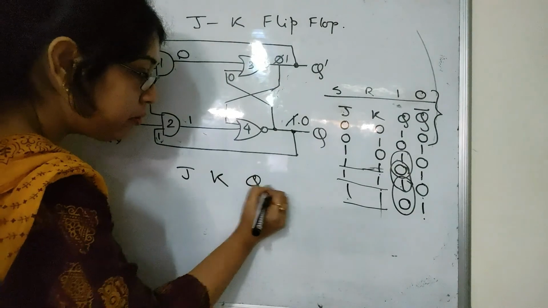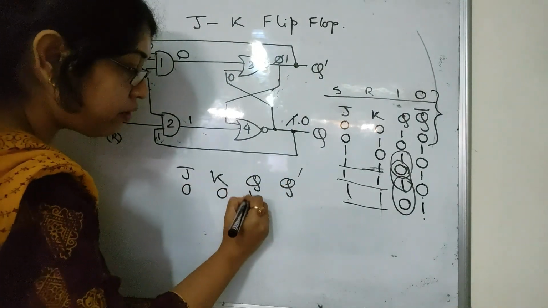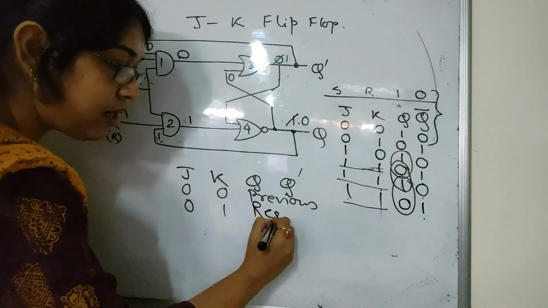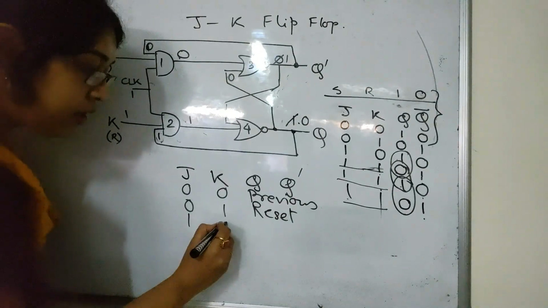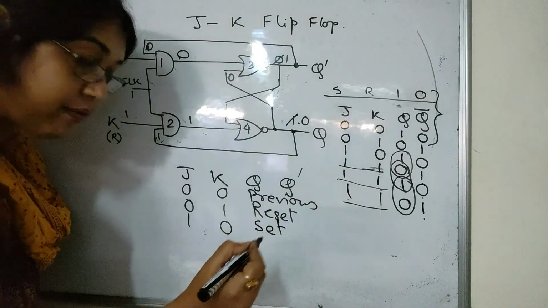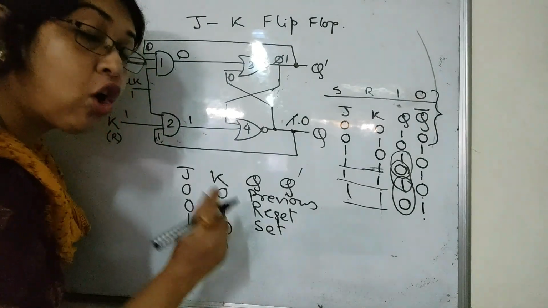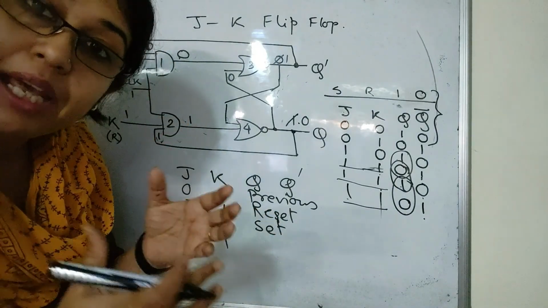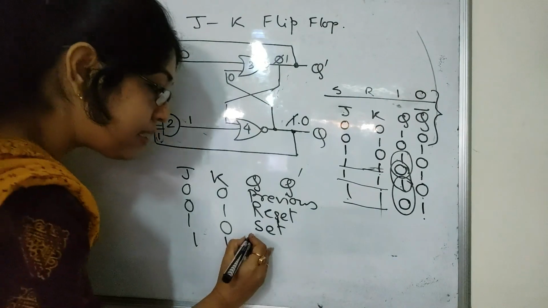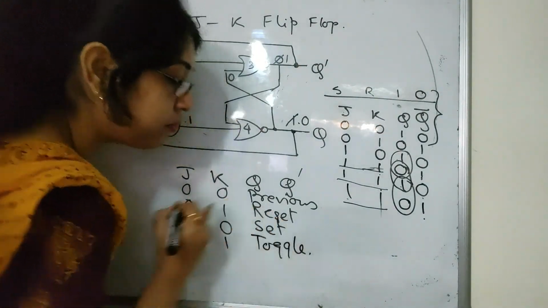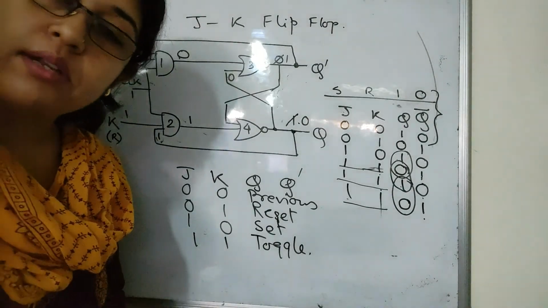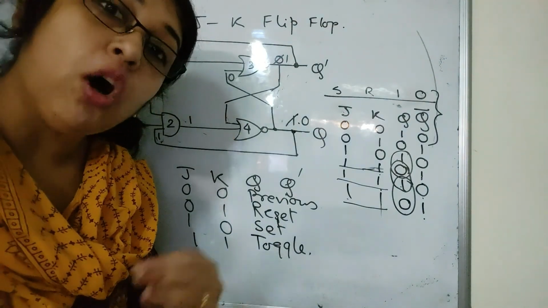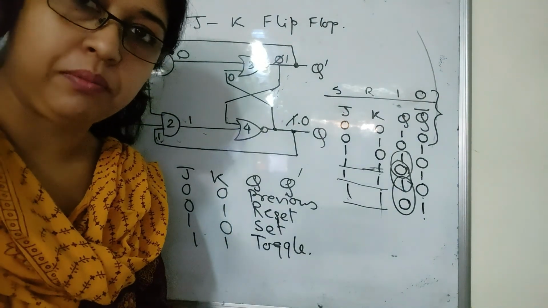In JK flip-flop, J0, K0 gives you the previous state, just like SR flip-flop. J0, K1 gives you the reset state, again like SR flip-flop. J1, K0 gives you the set state. Similar to SR flip-flop, 1, 1 is complement of the previous state. This was the ambiguous state of SR flip-flop, but in JK flip-flop it has become the complement of the previous state, and this state in JK flip-flop is called toggle. It is called the toggle state. And what do you mean by toggle state? A state where you get the complement of the previous state, right?